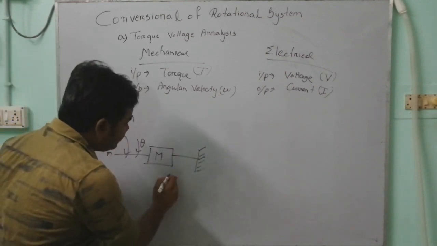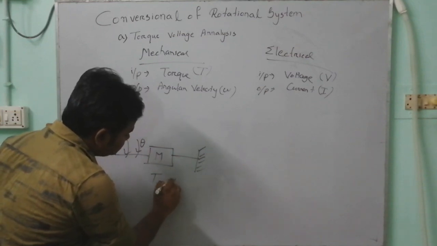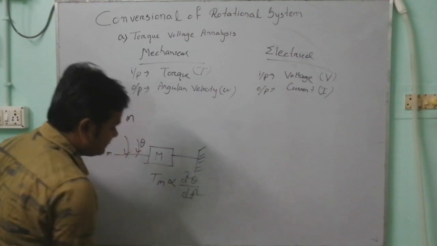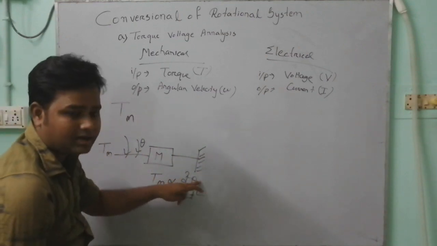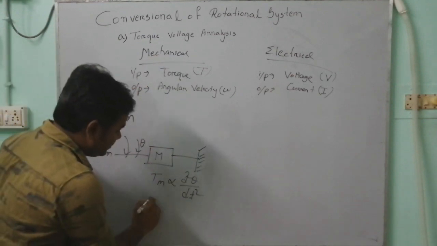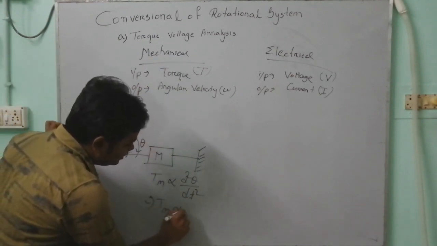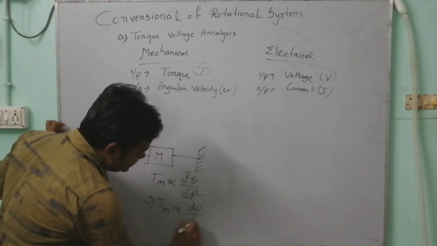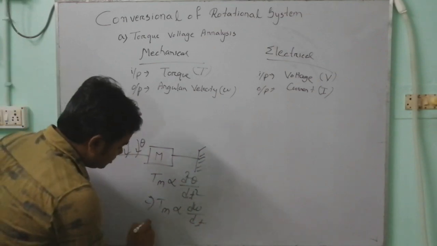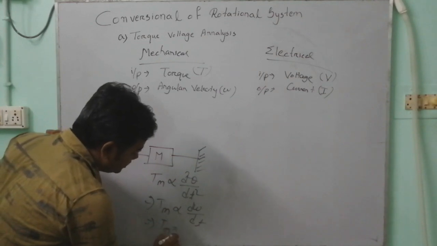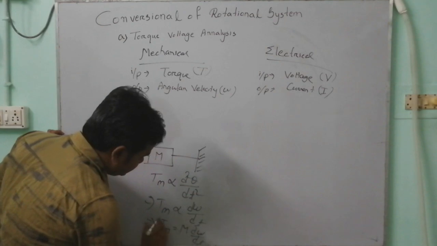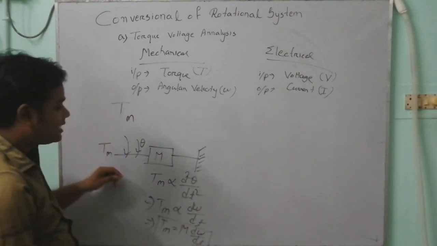We know that T of m is proportional to d square theta by dt square. But here we cannot consider theta, we have to consider omega. Then T of m is proportional to d omega by dt. To make it constant, T of m is equal to m into d omega by dt. This is the equation for the mechanical model.